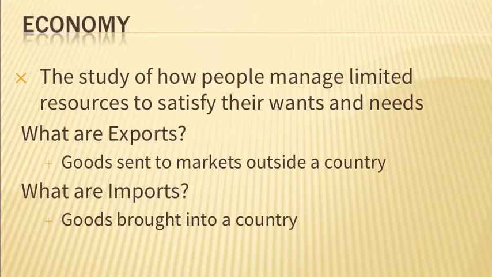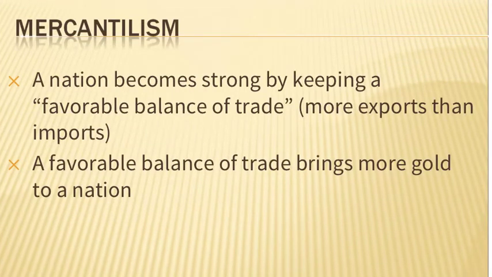So let's move on. The theory behind mercantilism is that a nation becomes strong by keeping a favorable balance of trade, more exports than imports. You sell more goods to other countries than you buy, and therefore that creates a favorable balance of trade, and that brings in more gold to your nation. That's the theory of mercantilism. The United States does not operate on that theory today because we don't have what is considered a favorable balance of trade. We buy more things than we sell.